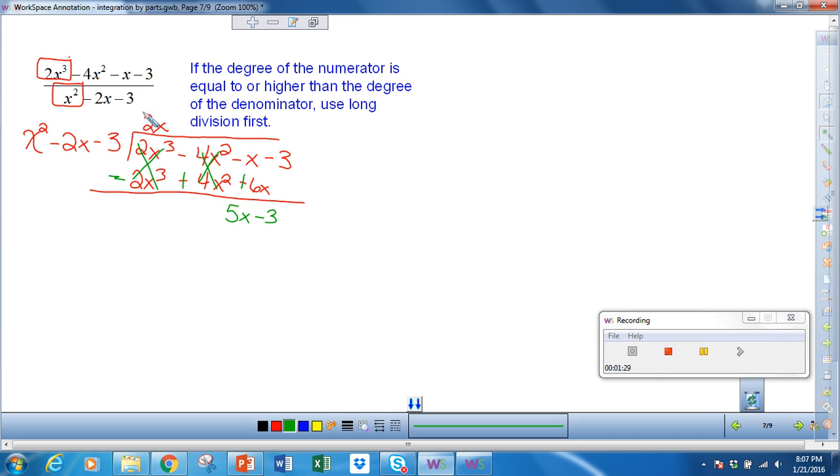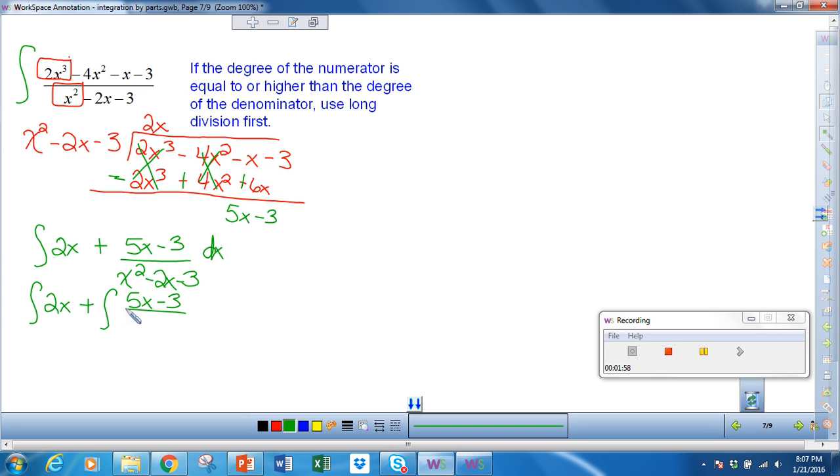So my algebra skills tell me that this, by the way, this is the integral of this, can be written as the integral of 2x plus (5x minus 3) over (x squared minus 2x minus 3). And we know from properties of integrals, I can also write this as the integral of 2x plus the integral of (5x minus 3) over (x squared minus 2x minus 3).